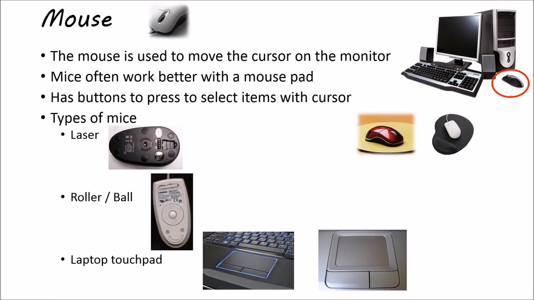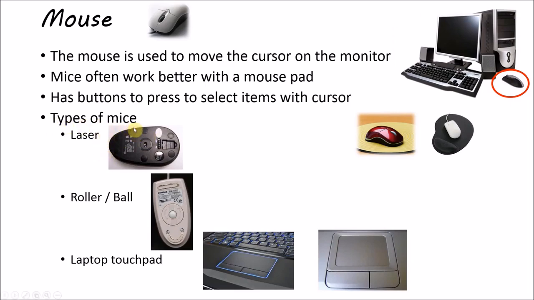Next we have the mouse. The mouse is used to move the cursor, like you see moving around the screen now, on the monitor. Mice often work better with a mouse pad. So a mouse has buttons to press in order to select items with the cursor. And there's a few different types of mice that are still in use today.